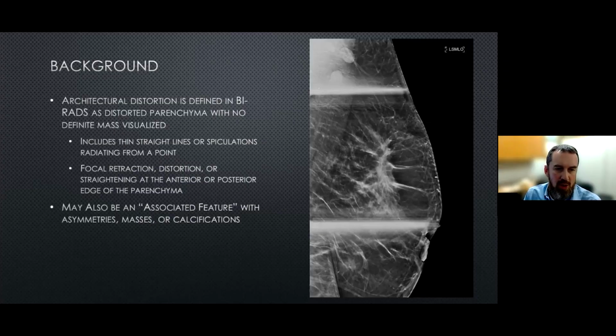It can be focal retraction, distortion, or straightening at the anterior or posterior edge of the parenchyma, but also may be considered an associated feature within BI-RADS with asymmetries, masses, or calcifications. In this case demonstrated here, we have a spot MLO projection, and you can see there's some distortion in the upper breast with some radiating lines coming out from this sort of central point. This was later subsequently biopsied as a large invasive ductal carcinoma at this location.